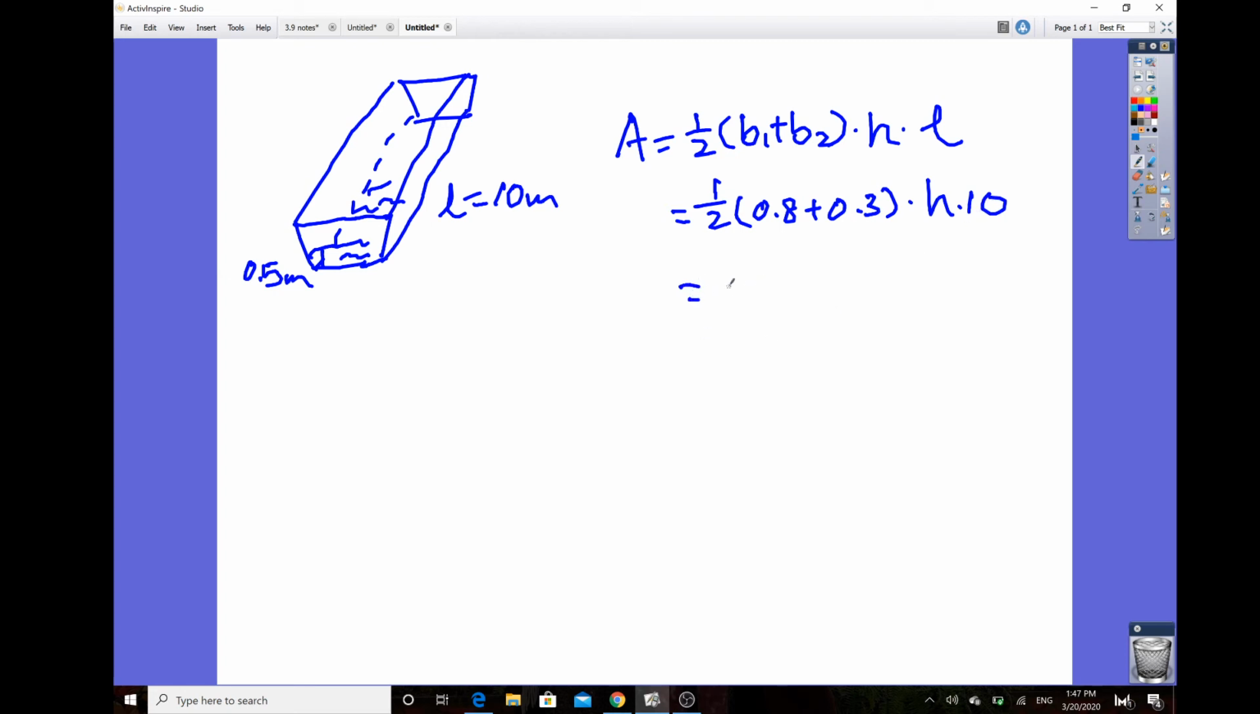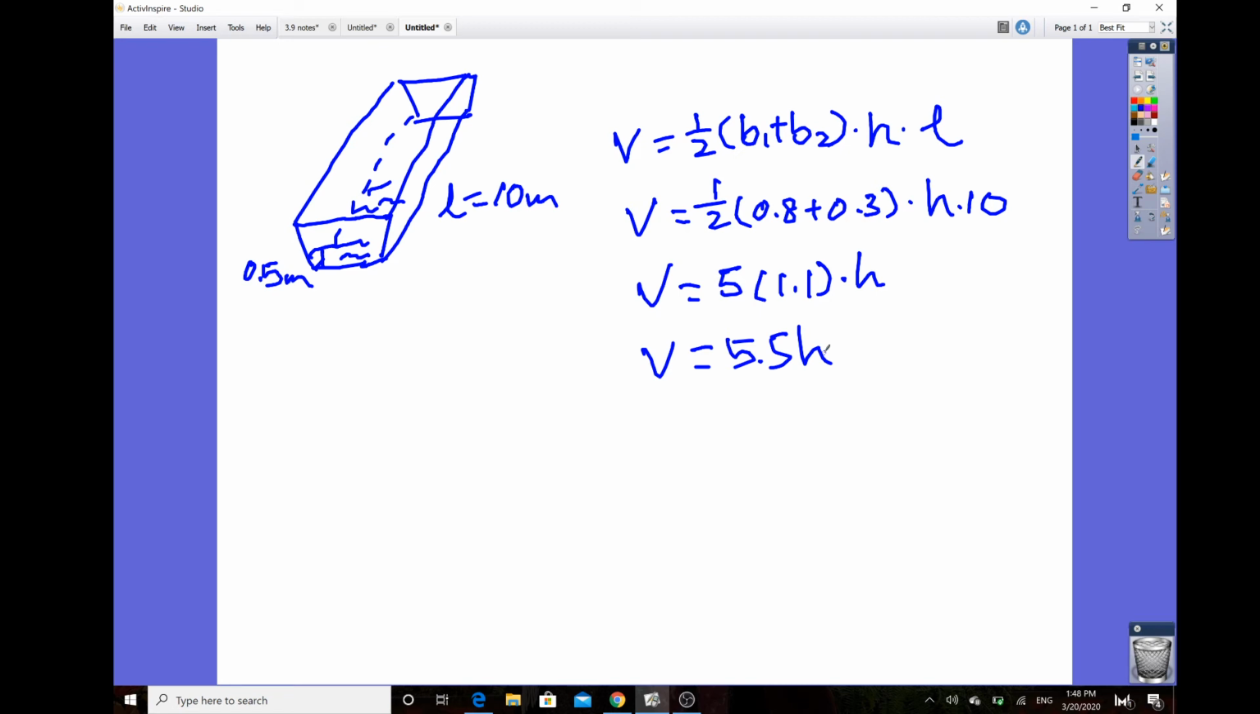From here, we can simplify the equation a little bit. 1/2 times 10, we got 5. 0.8 plus 0.3, we do have 1.1, times the height. Well, this one is not the area, it's actually the volume. Excuse me, let me fix that. So it's the volume of the water drain. That one right there is the volume. Once you simplify it, it's 5.5 times the height.